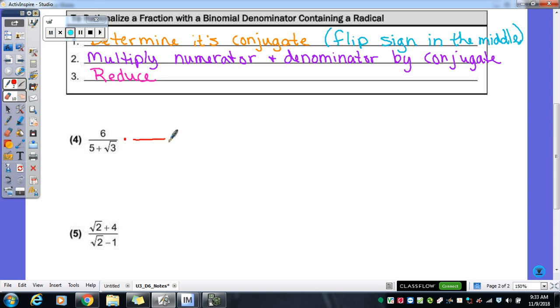So our second step, we're going to multiply the top and the bottom by that conjugate of 5 minus radical 3. And it's always the conjugate of the bottom. So now we'll go through our multiplication steps. 6 times 5 gives me a 30. 6 times negative radical 3 is negative 6 radical 3.